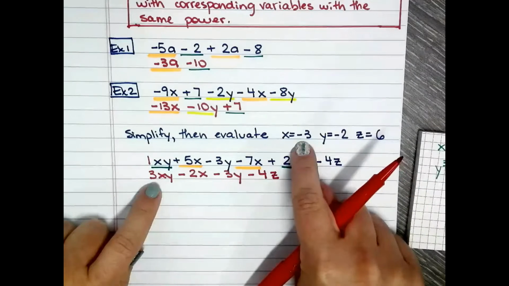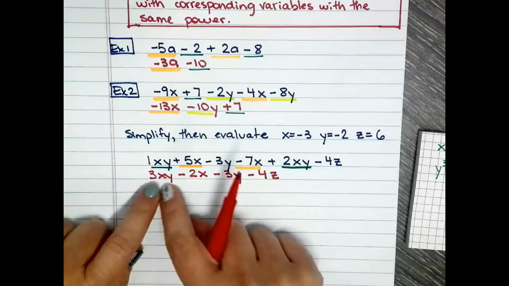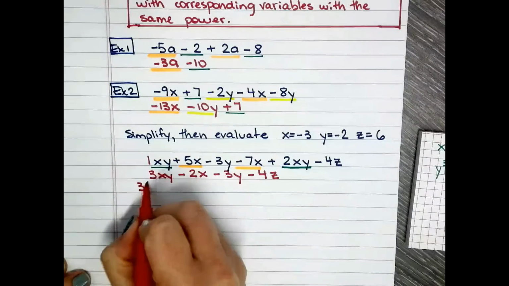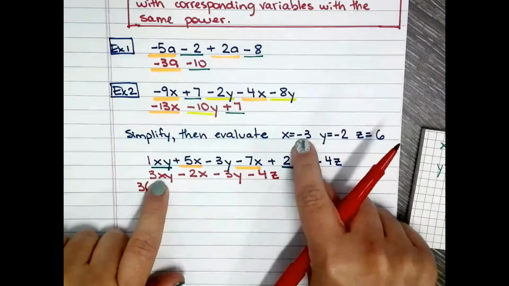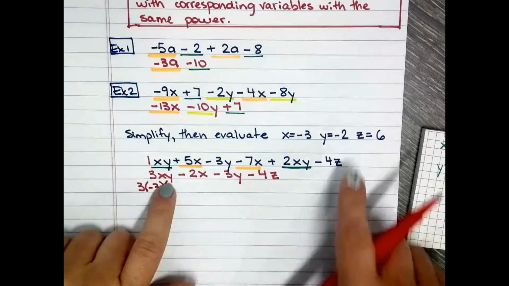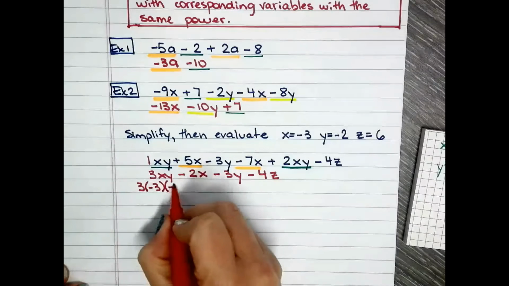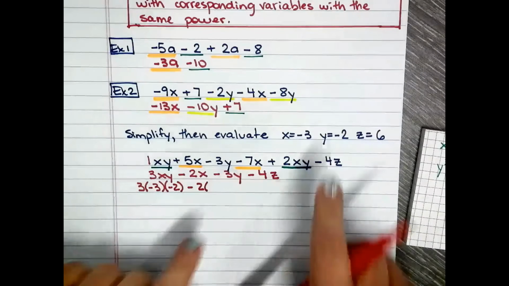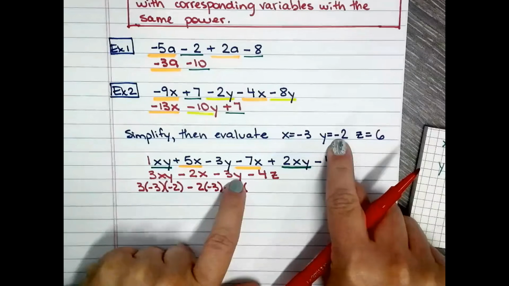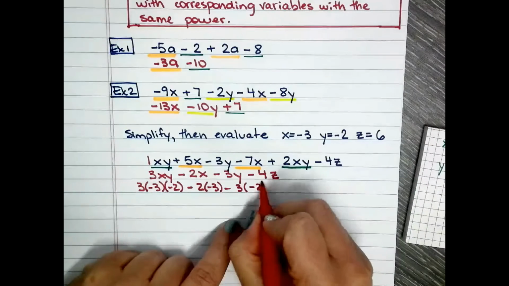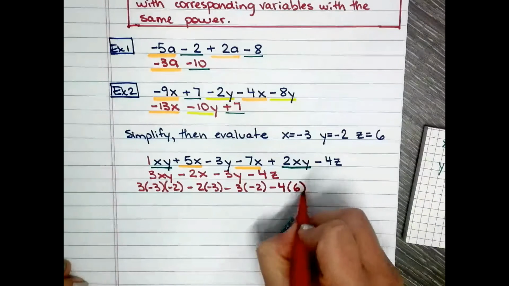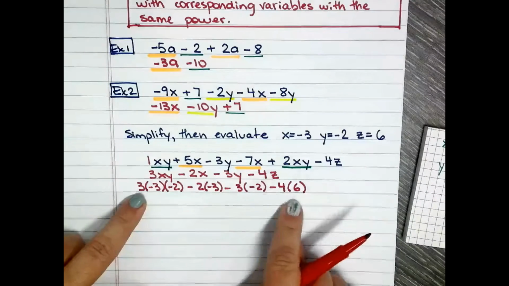Evaluate, from the previous video, means I will substitute the variables with the values they have. So 3x, x equals -3. So you substitute that value. Y is -2. Substitute that value in for y. X again, -3. Now y, we are right here. And z. Now we will evaluate this whole thing.